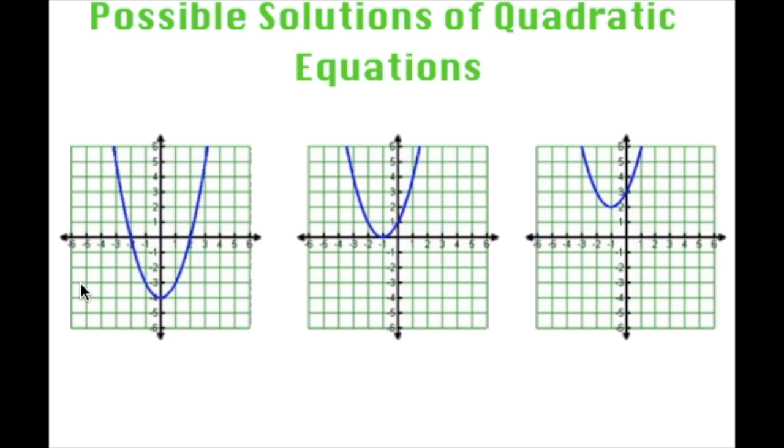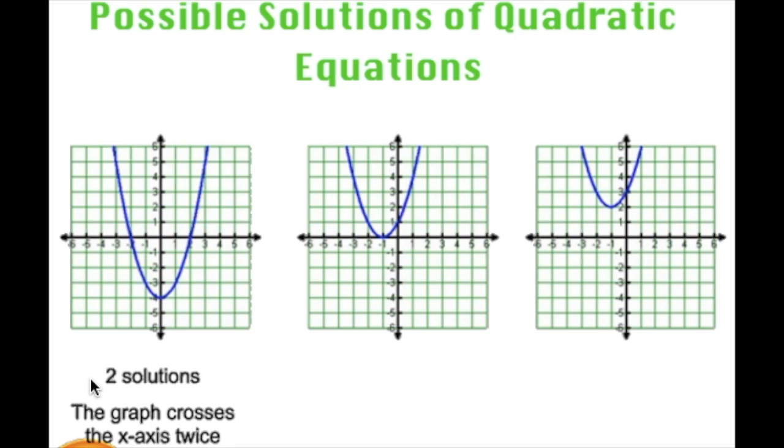Alright, so this first one here, notice that it intersects the x-axis in two places. This will probably be most common. We'll have two answers, two solutions. And you'll see that it crosses at -2 and 2. So the solutions are -2 and 2. So, as I said, there are two solutions, and the graph crosses the x-axis twice. That is one possible type of solutions that we could have.